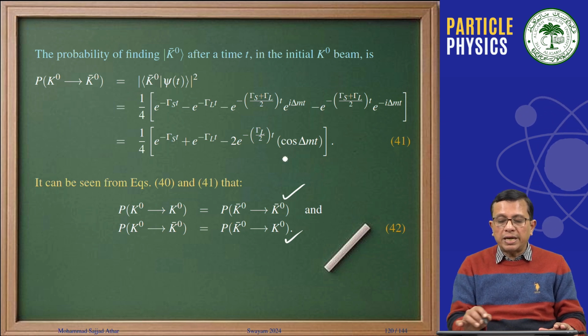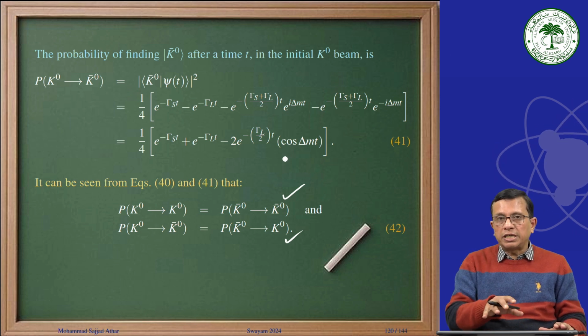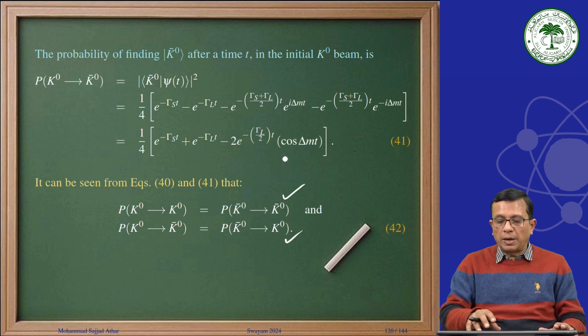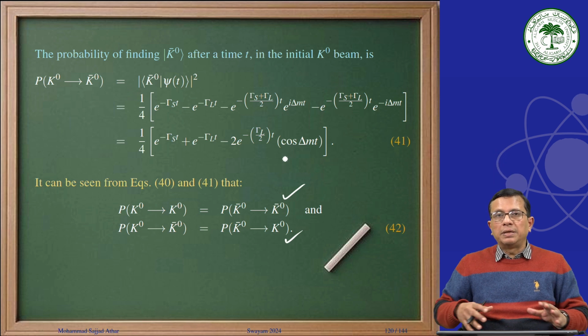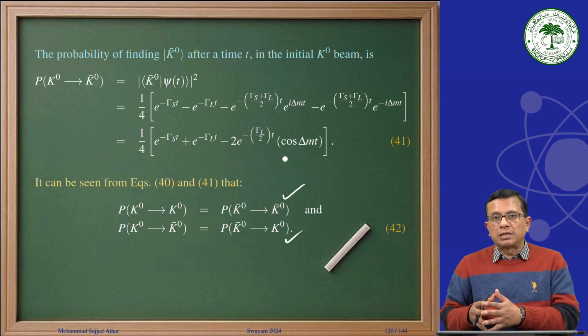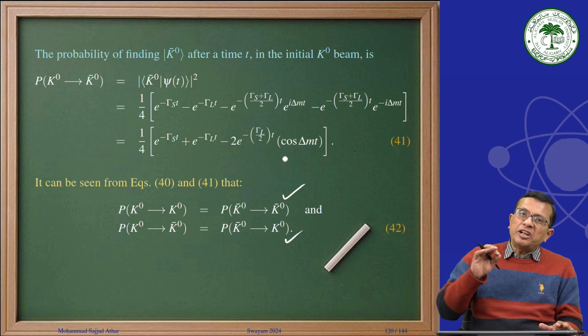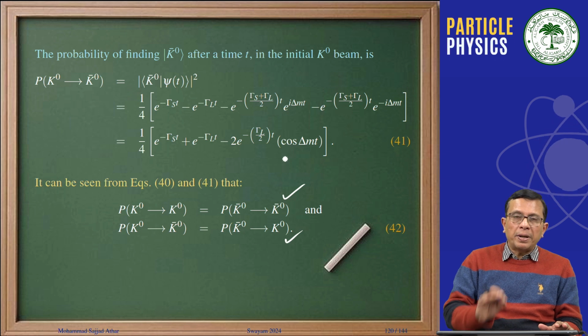That means this delta M will tell you how the oscillation probability will change from K0 to K0 bar if you have different values of delta M. Experimentally, we measure the oscillation probability of K0 to K0 bar, and from there we determine which value of delta M can best describe the experimental data.